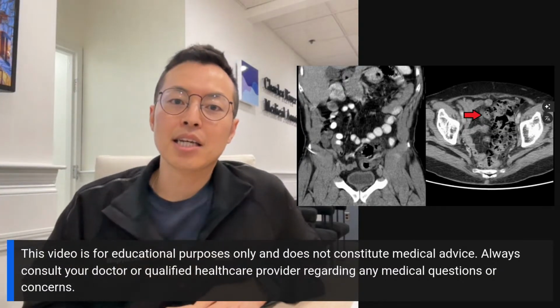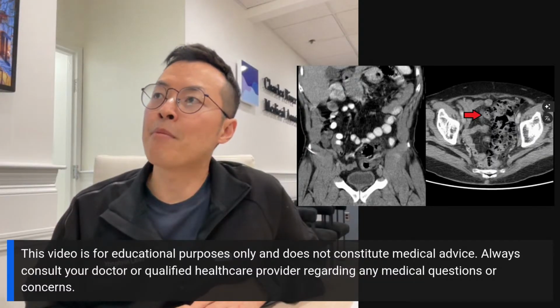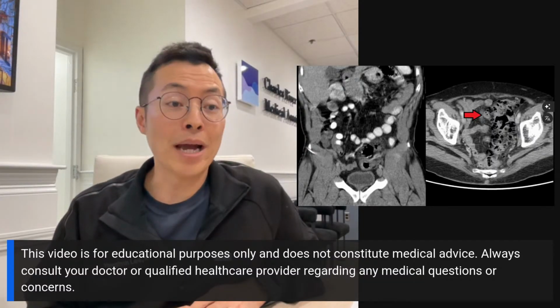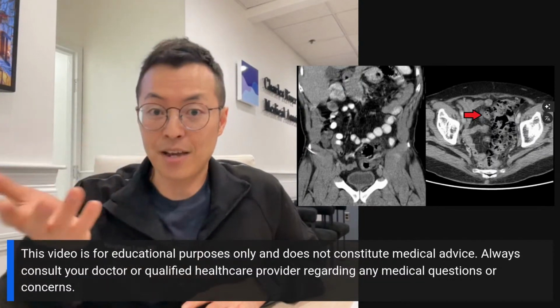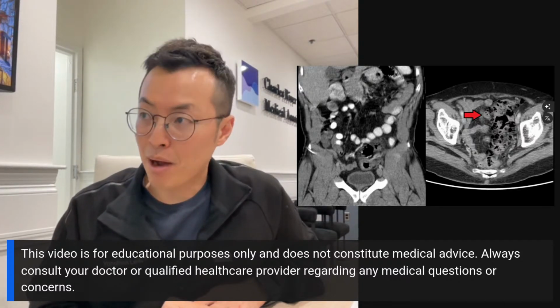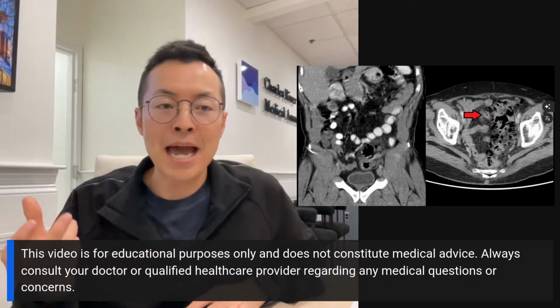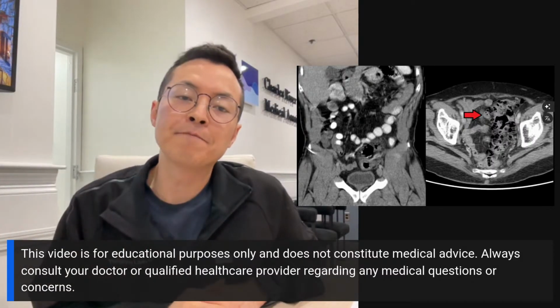Blood tests can support the diagnosis as well. Ultrasound or MRI is not the best way to diagnose diverticulitis, but if a CAT scan is not possible or is contraindicated, then they could be alternative options, though not the best.